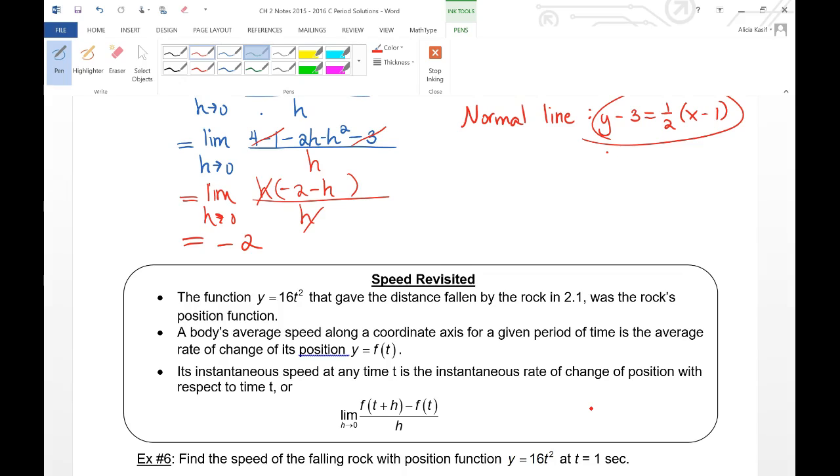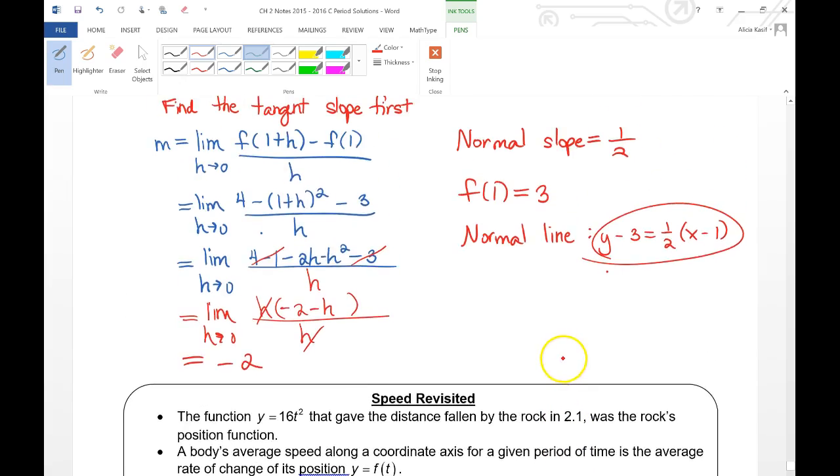Okay, speed, revisited. We did a problem back in the very beginning of chapter 2.